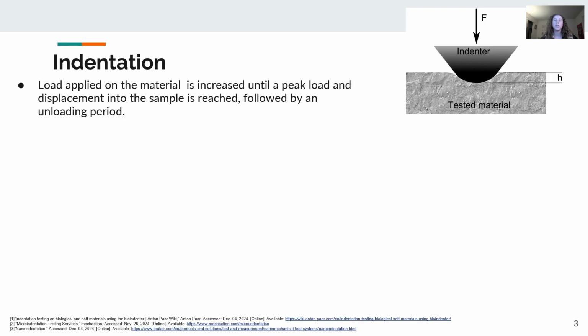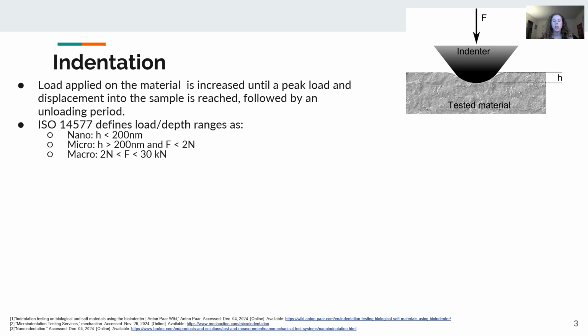So in nanoindentation, a continuously increasing load is applied onto the surface of a material until either a peak load or peak displacement into the sample is reached. ISO 14577 defines the maximum depth into the sample to be considered nanoscale indentation to be less than 200 nanometers. However, it is still fairly common for most instrumentation and researchers to go beyond that and still consider it in the nano range.